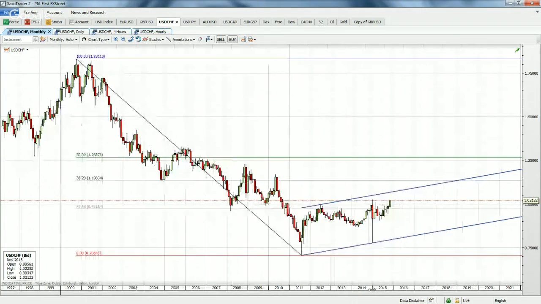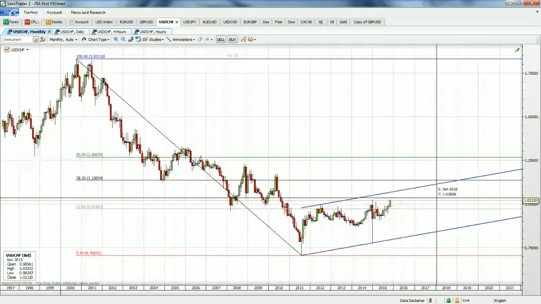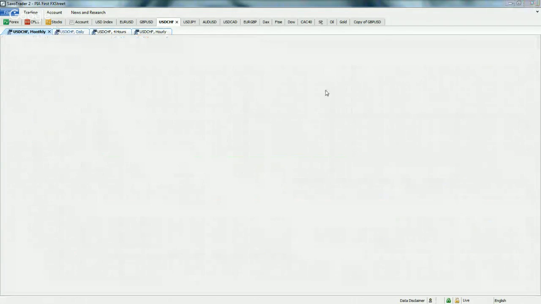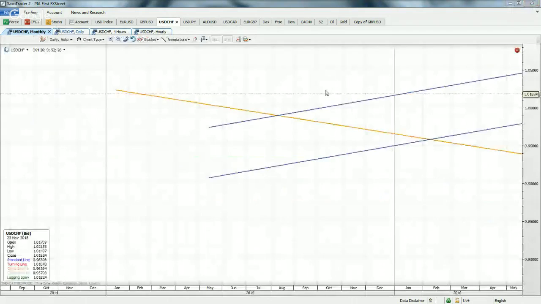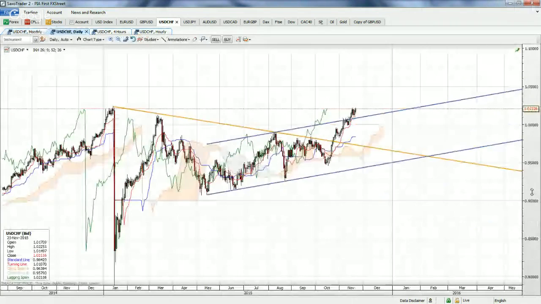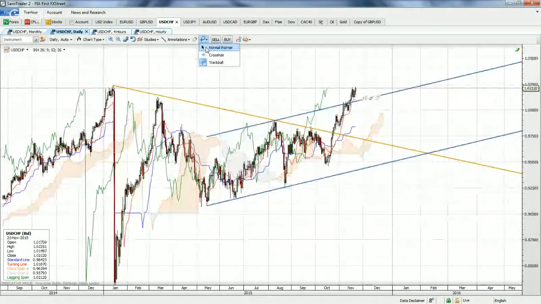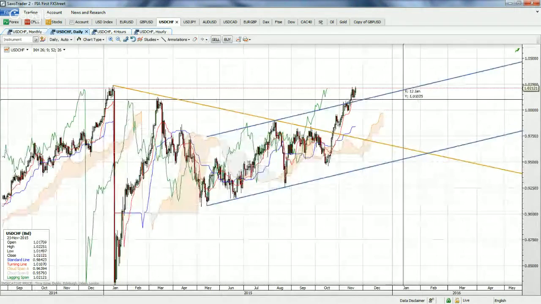Medium-term bias is to the upside towards this channel top, which sits around 106.70. Daily, we've broken out of a channel formation to the upside. Ample scope for a corrective move lower to test that channel breakout, which is seen at 101.00, so 101.00 basically.